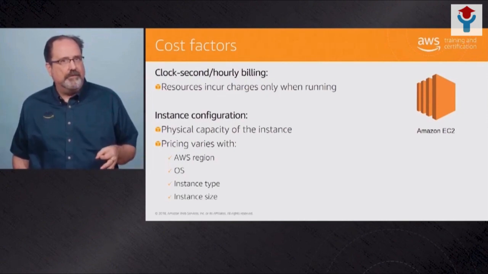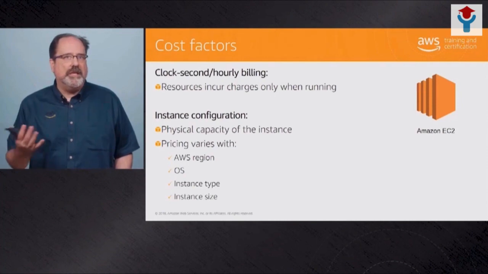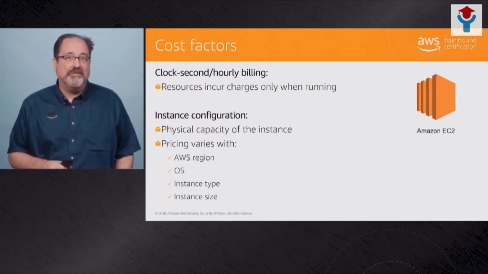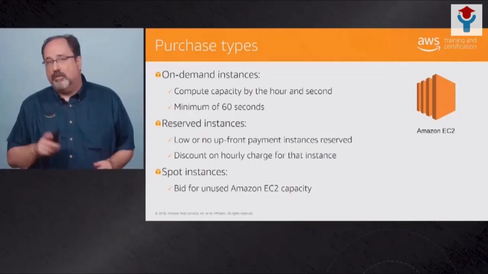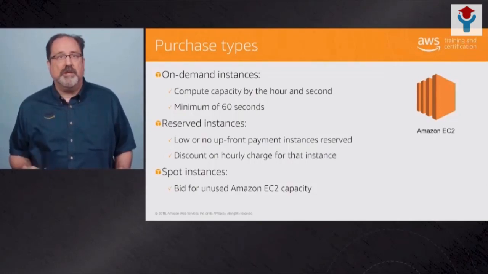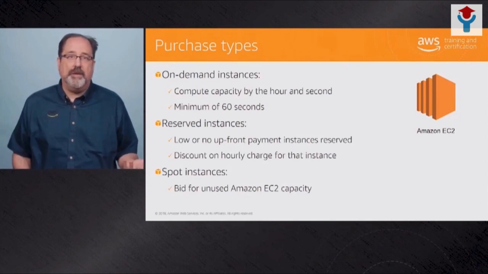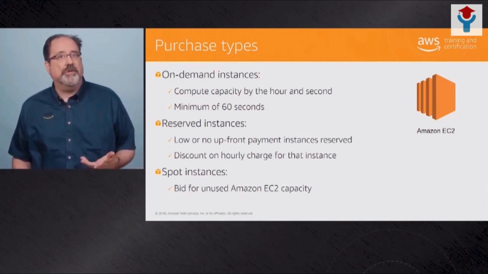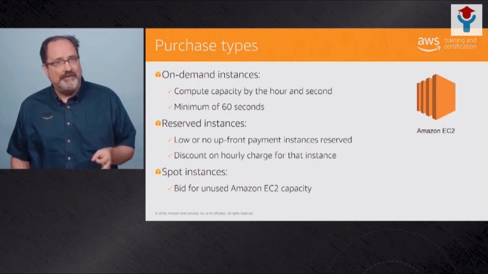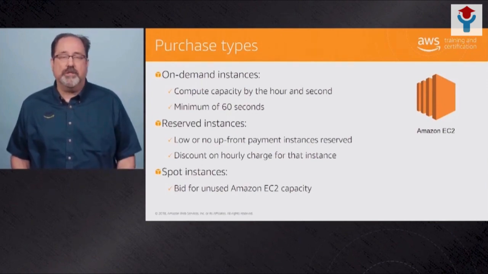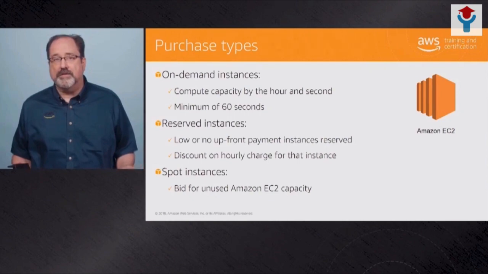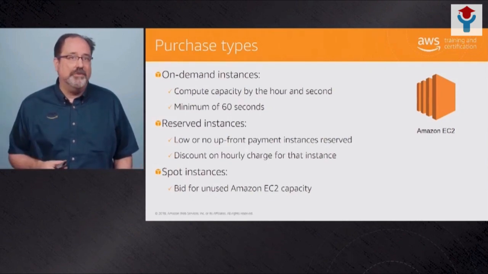Machine configuration. Consider the physical capacity of the EC2 instance you choose. Instance pricing varies by region, operating system, number of cores, and memory. With on-demand instances, you will pay for compute capacity by the hour with no required minimum commitments. Reserved instances will give you the option to make a one-time payment or even no upfront payment at all for each instance you want to reserve, and in turn, you will receive a significant discount on the same hourly usage charge for that instance. With spot instances, you can bid for unused EC2 capacity.